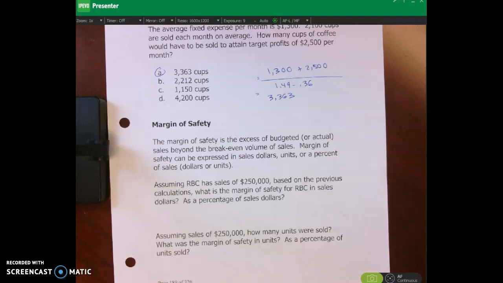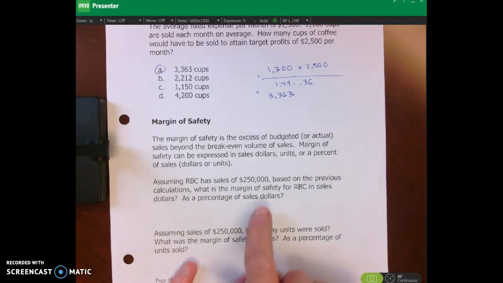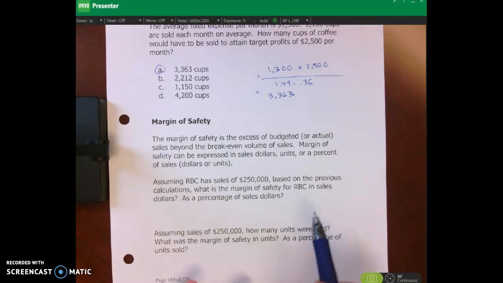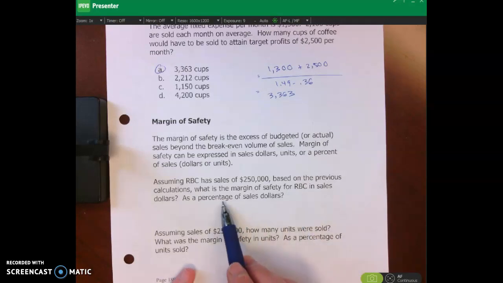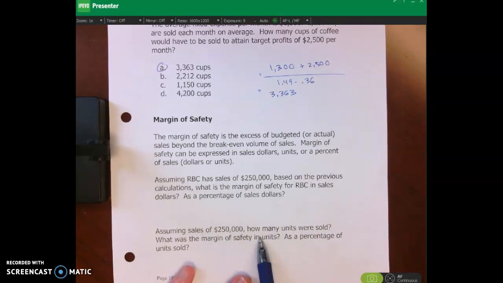The margin of safety is the number of units or sales dollars in excess of the break-even. So in that case, your break-even is 400, you're currently selling 450, margin of safety is 50 bikes. The 450 that you're currently selling minus the 400 to break-even, that's how many bikes you're selling in excess. Okay? So if we look at this problem, assuming RBC has sales of $250,000, what is the margin of safety in terms of sales dollars, and then as a percentage, and then we can also do it in terms of units, and then also as a percentage sold.